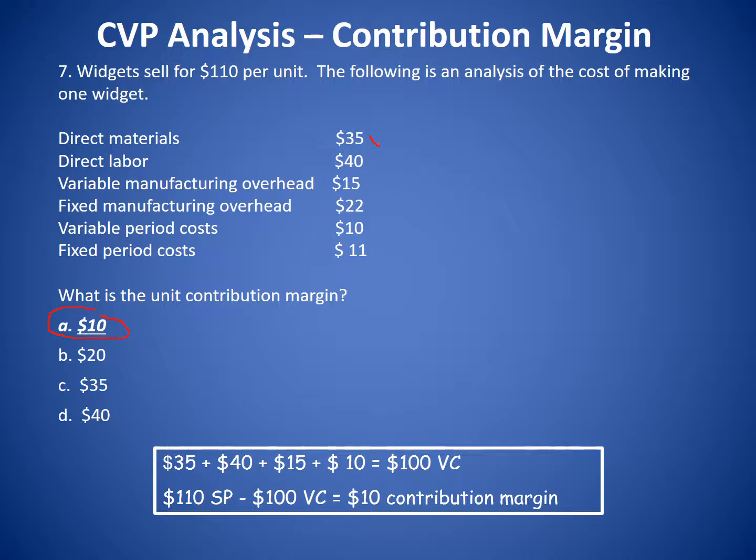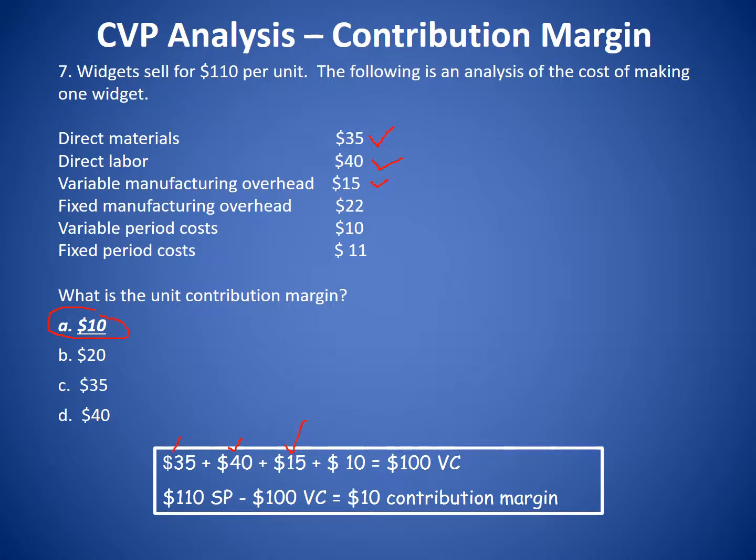Direct materials and direct labor are always going to be variable costs because direct materials are incorporated into the product, and direct labor is directly related to producing the product. So those are normally all variable costs, so we're going to include those as part of the process. Then variable manufacturing overhead, again, that's a variable cost. So therefore, we're going to include that in our variable cost.